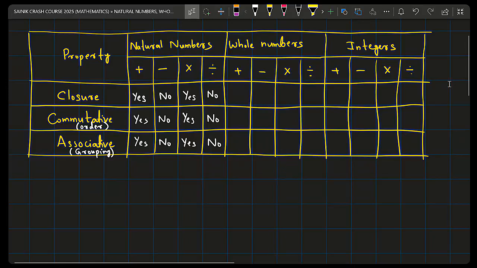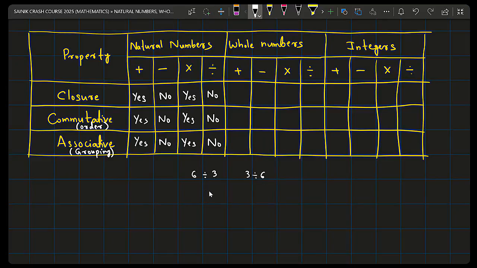Sir, I didn't understand the commutative property in natural numbers. Okay, for which operation? Sir, division. Division. You take any two natural numbers. Tell me two natural numbers, Abhiday. Sir, 6 and 3. So first we write 6 divided by 3 like this. Then we change the order and write 3 divided by 6.